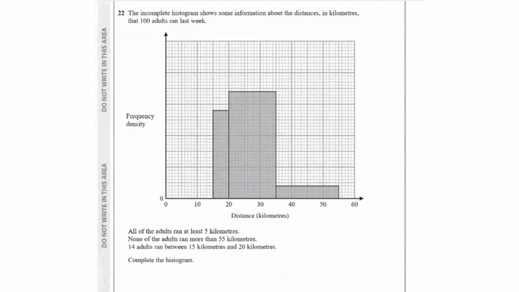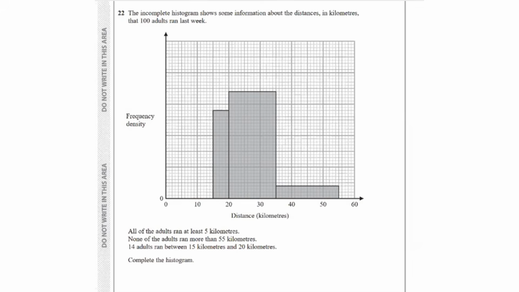Twenty-two says the incomplete histogram shows some information about the distance in kilometers that 100 adults ran last week. All of the adults ran at least 5 kilometers. None of the adults ran more than 55 kilometers. 14 adults ran between 15 kilometers and 20 kilometers. Complete the histogram.